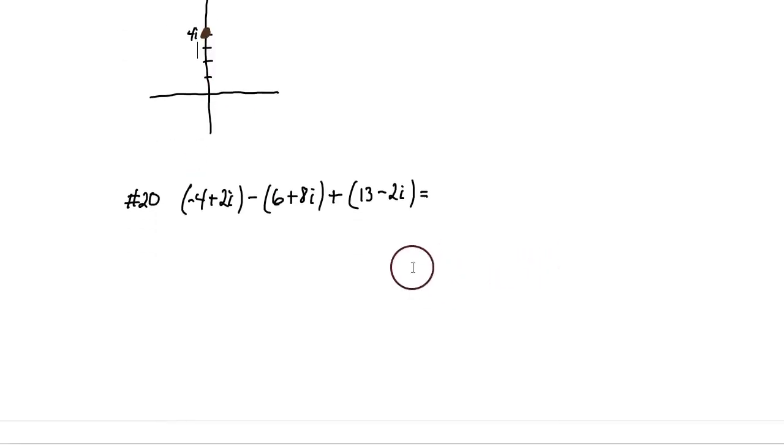Number 20 is combining like terms. Negative 4 take away 6 is negative 10, plus 13 makes 3. 2i take away 8i is negative 2i, plus negative 2i is negative 4i.